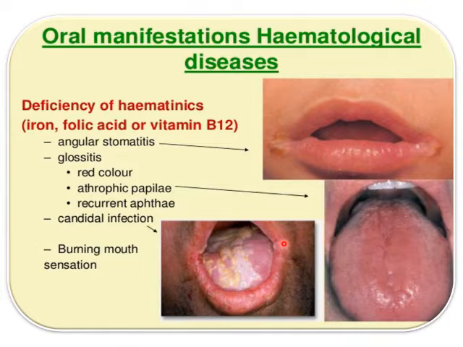Oral manifestations of hematological disease like iron deficiency, folic acid deficiency or vitamin B12 deficiency: usually the patient with this type of anemia suffers from angular stomatitis, inflammation at the angle of the mouth. Glossitis means inflammation of the tongue, and usually this patient will suffer from candidal fungal infection in the oral cavity.